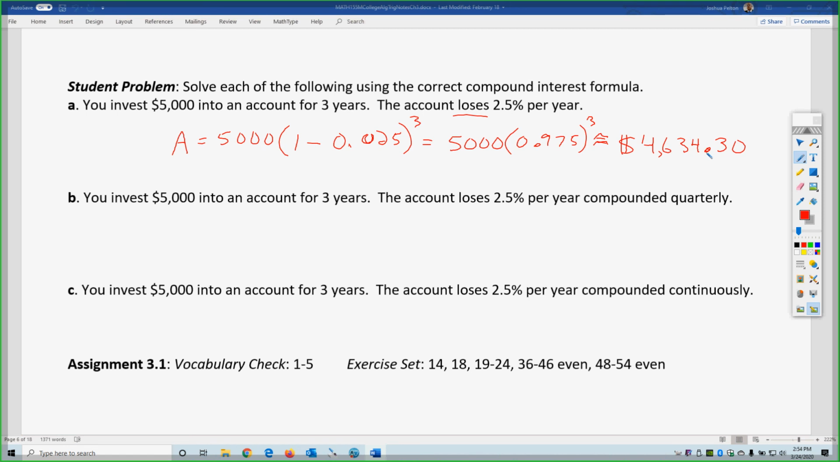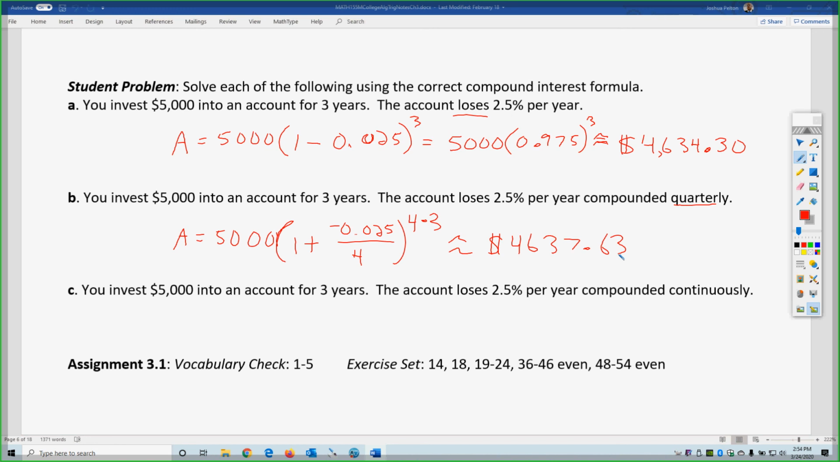This one is compounded quarterly, so that's 4 times a year. So you're going to have to do, the amount is 5,000 times 1 plus the negative 0.025 over 4 compounds, and it's 4 compounds for 3 years, for 12 compounds basically. So with order of operations, you get $4,637.63.